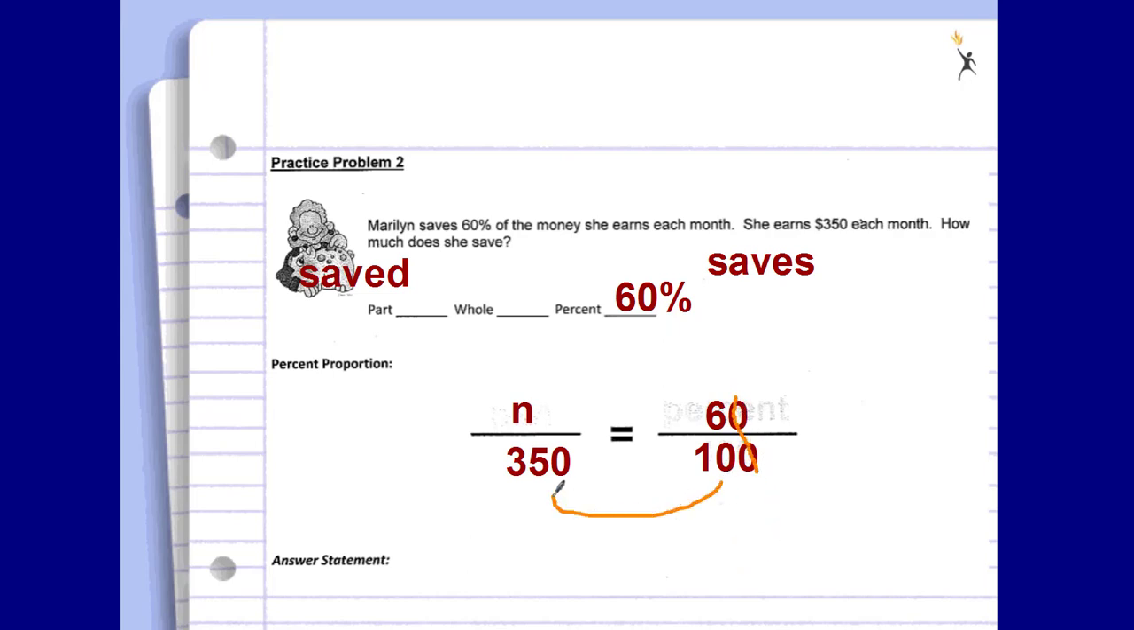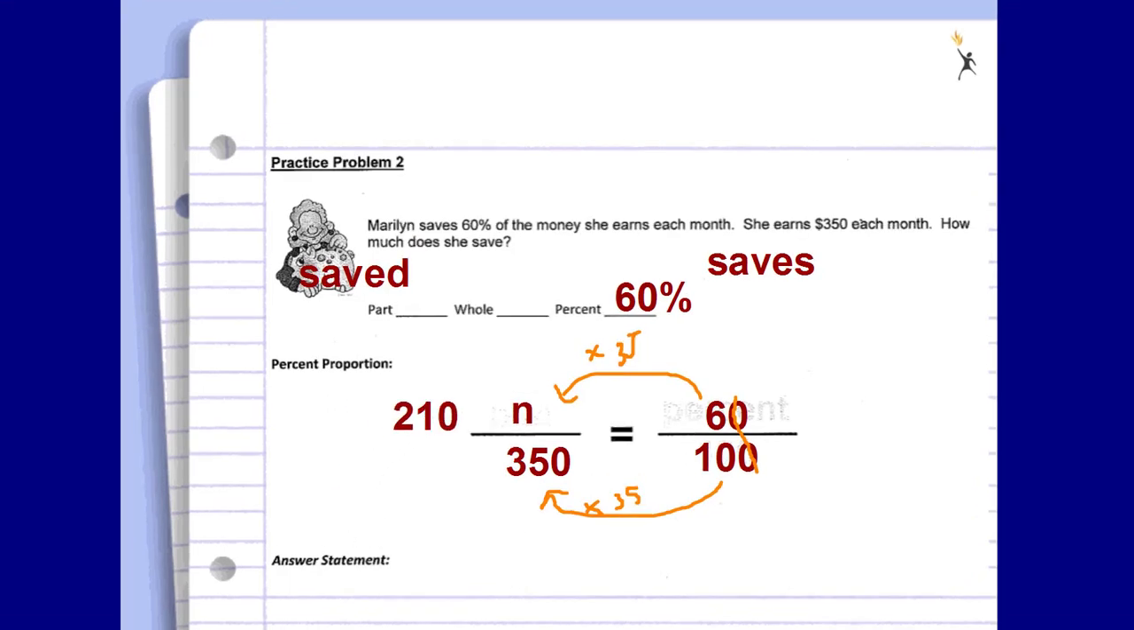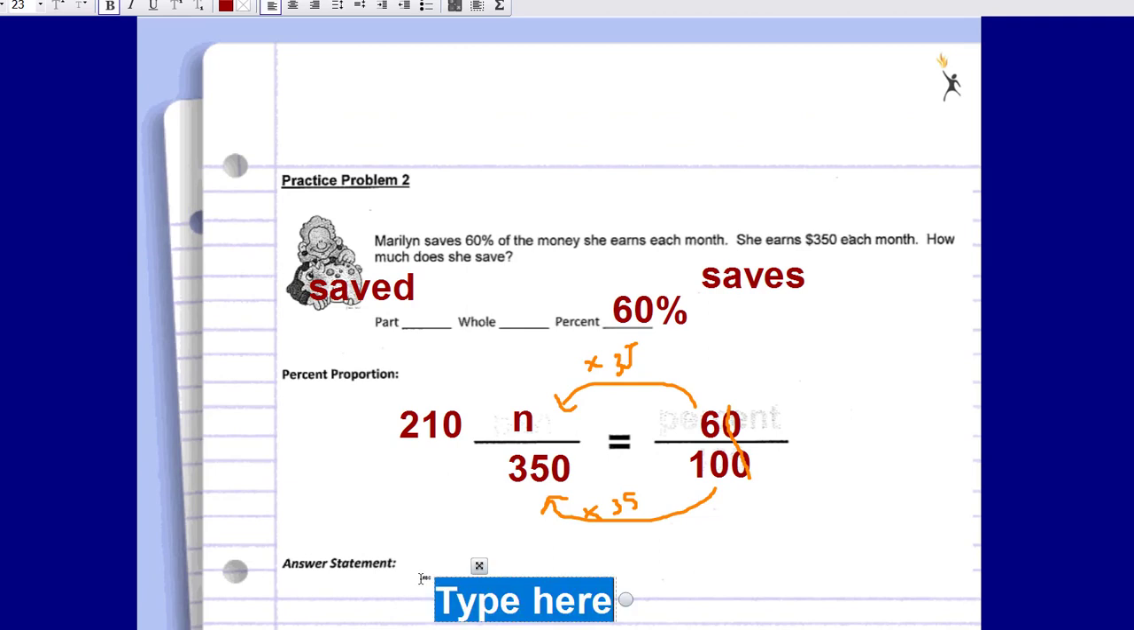Can we go from 10 to 350? Yes, we can multiply by 35. We want to do the same thing to the 6. Multiply that by 35. If you need to do the math over on the side, you can. But your answer is going to be 210. That's what n is going to be. So write a quick little answer statement. She saves $210.